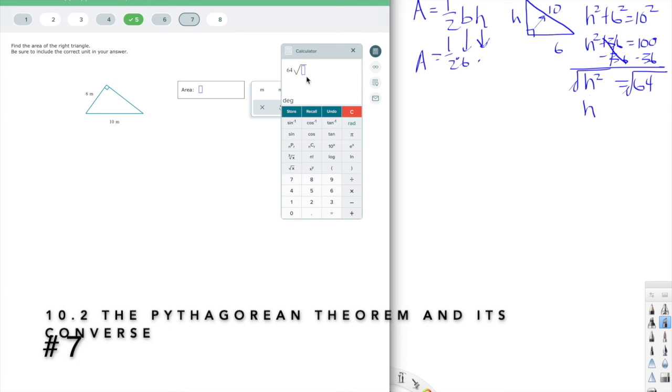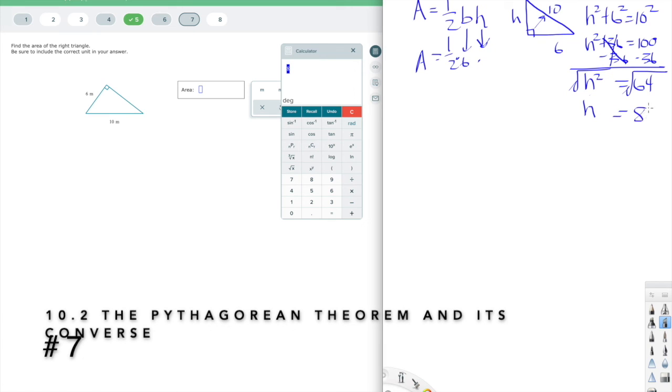So I want to make sure that I have it highlighted so it goes in the correct area. Or click this and type in 64, and it'll tell me that the square root is 8. So 8 times 8 gives me 64. So 8 is multiplied by itself to get 64. That's not my answer. That is not what I want to type in here.